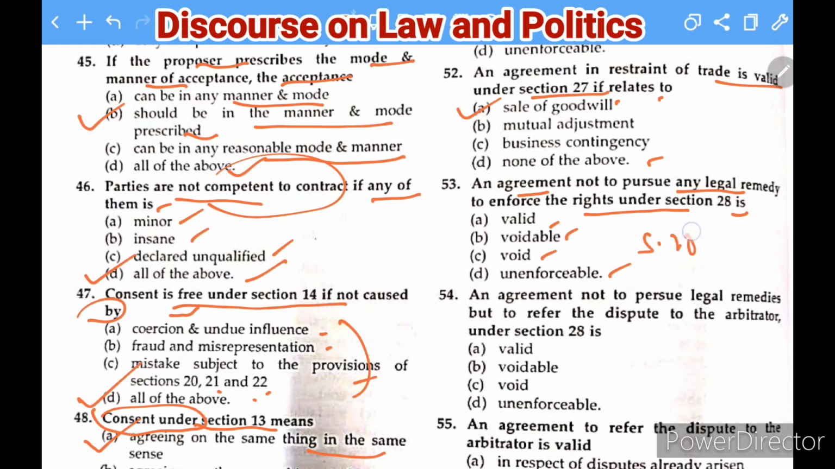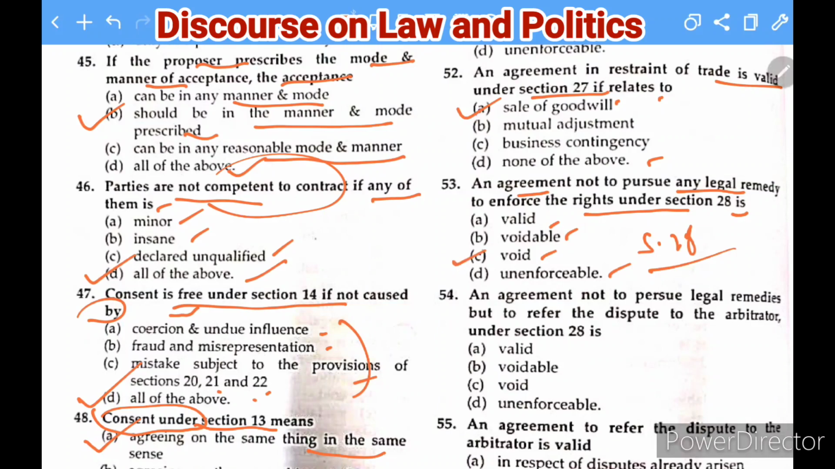As per section 28, if you make any kind of agreement in order not to take any kind of legal remedy, you are making an agreement that you will not take your legal remedy. Whether that kind of agreement is enforceable under section 28? So it is going to be void here.